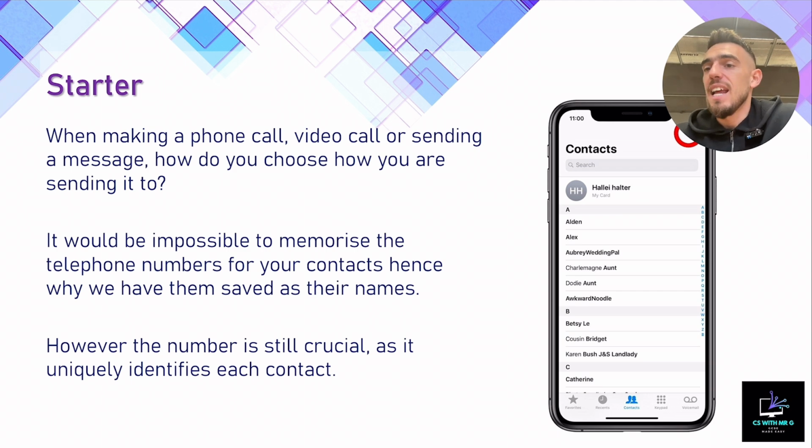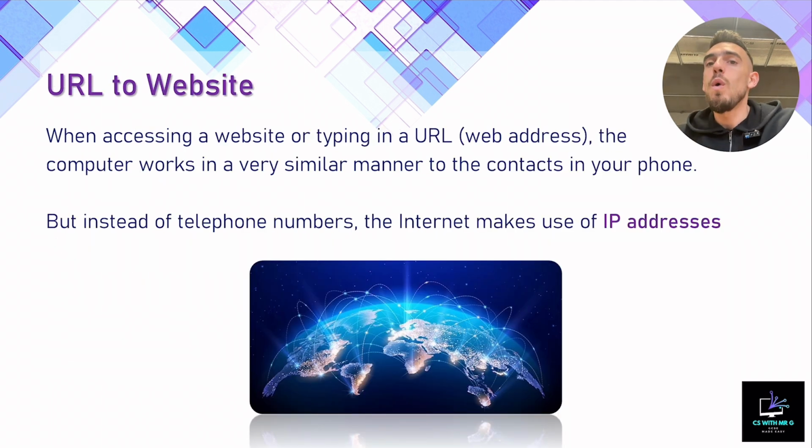So the internet works in exactly the same way. When we type in a URL, okay, or a website, a web address, the computers work in a very similar manner to the contacts in our phones. We type in a website that we know, okay, that we can understand. Google.com, Amazon.com. It's a company name followed by some kind of domain. So we know that as humans.